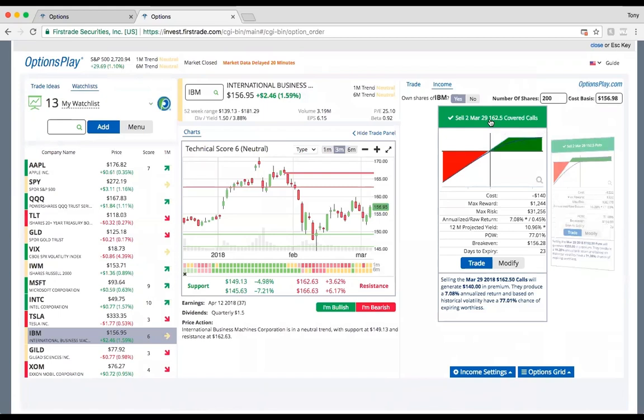And I do want to point out that if you don't want to lose the stock, you can always close out the option trade before expiration. So if you sell this March 29th 162.5 covered call, and on March 29th the stock's trading at 165 and you want to remain in the stock, then you can just buy back the call, and you can remain in your long stock. So you don't have to sell your stock.